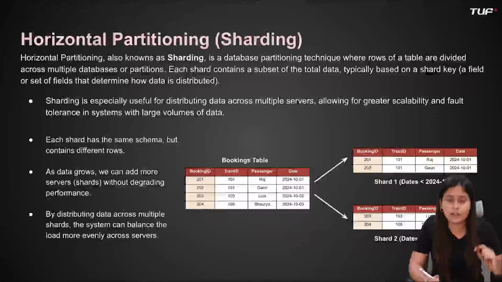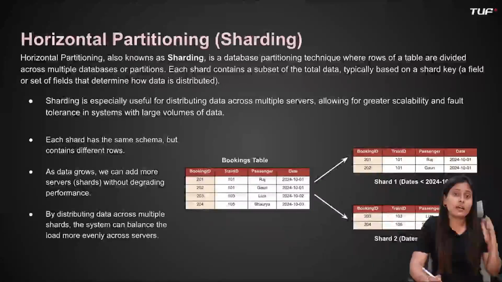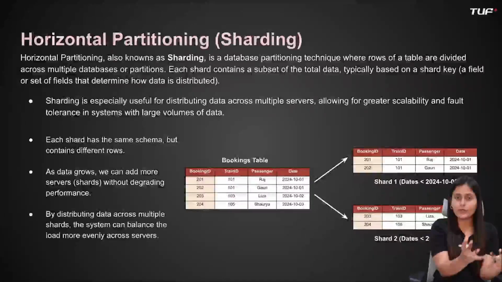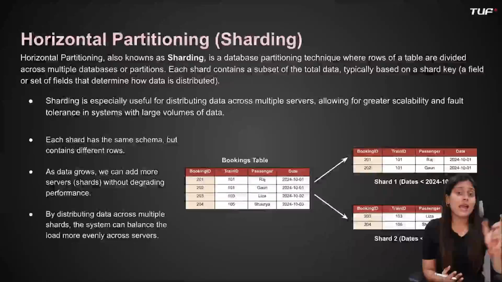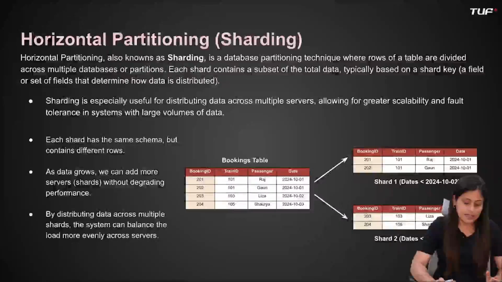But in the case of vertical, if you remember, we divide the database on the basis of columns. So we keep the frequently used columns in one partition and the rest in another partition. So there the schema is not maintained, right? But in the case of horizontal, the schema remains the same.